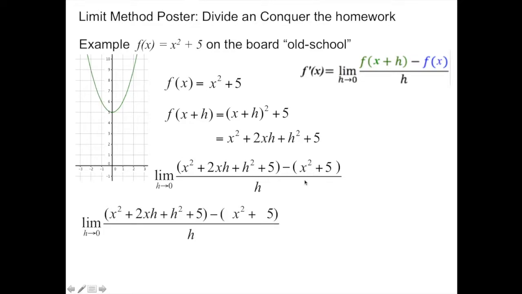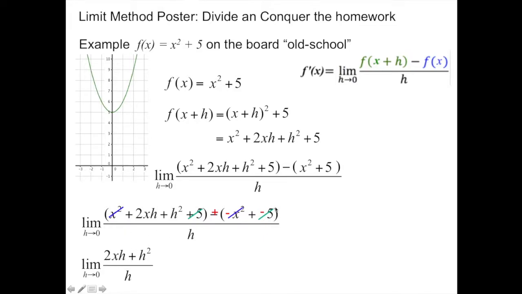So the first thing we're going to do is distribute this minus sign. If we distribute this minus sign, everything in here becomes negative, and then this becomes a plus sign out here. Now we can start canceling. We have an x squared and a negative x squared. Those are going to cancel out. We have a 5 and a negative 5. Those are going to cancel out. So what are we left with on the top? We're left with this, 2xh plus h squared. And then on the bottom, we have our h.